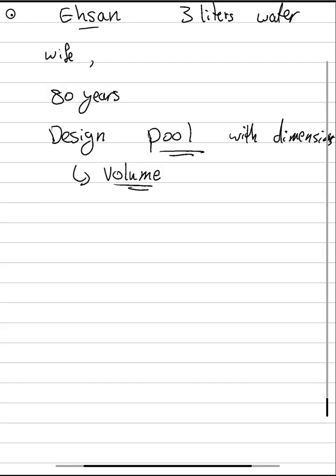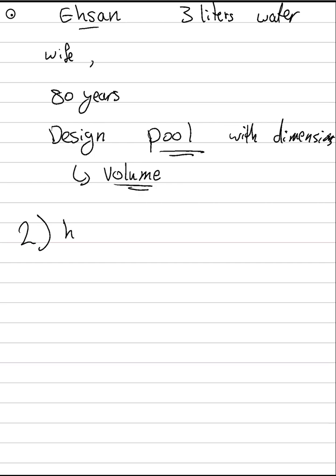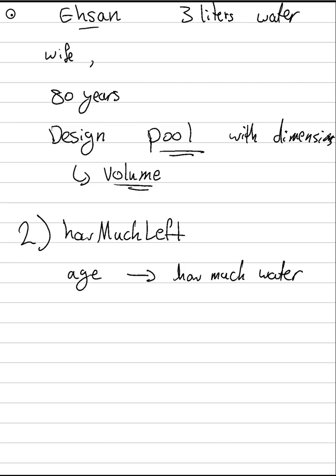Once you do this, the second problem is to add a how much left method to the pool class that takes in a person's age and determines how much water should be left in the pool for this person for the rest of their life. Does that make sense? Yes.